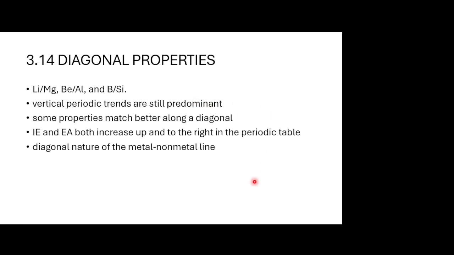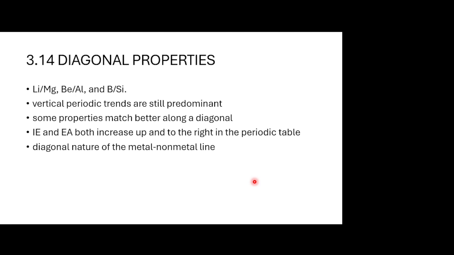Now, we didn't do that because, honestly, the periodic trends going down the groups are much more dominant in almost every case, and are just better predictive trends. However, there are properties that are better assigned and predicted going diagonally. For example, your IE and EA, ionization energy and electron affinity, both increase going up and to the right in the periodic table. So you can actually predict them better by going diagonally than you would in a single group.